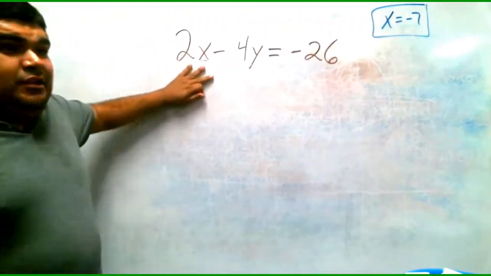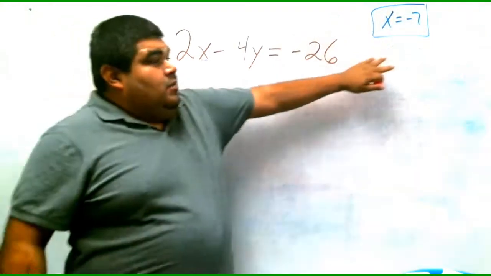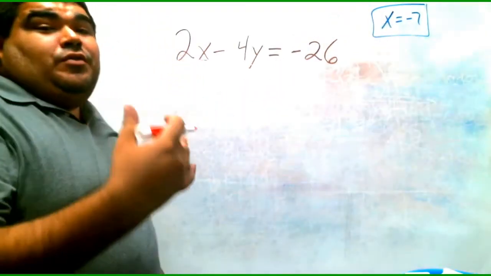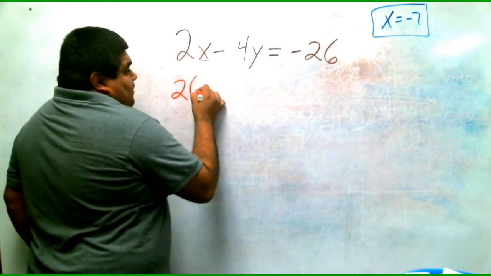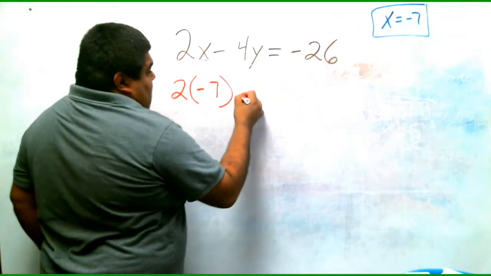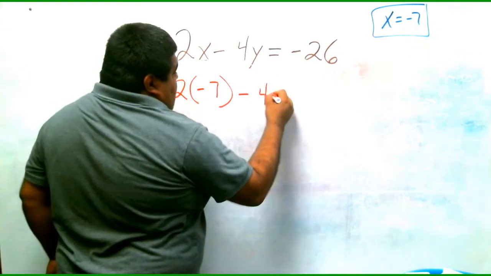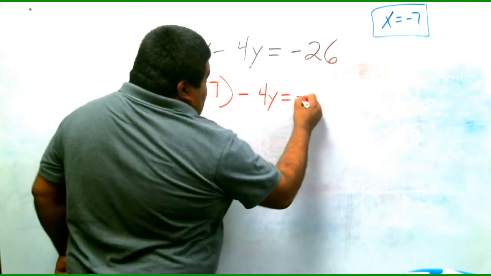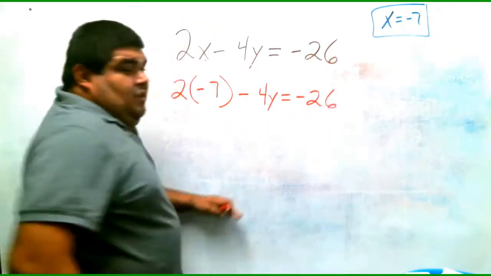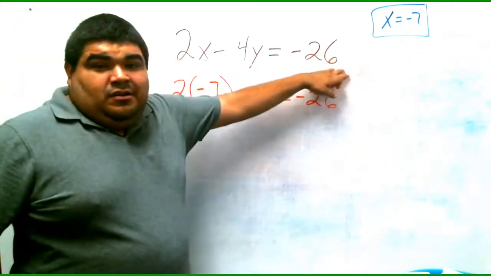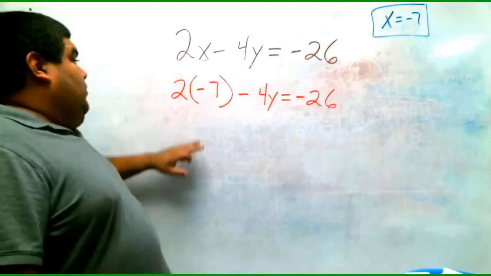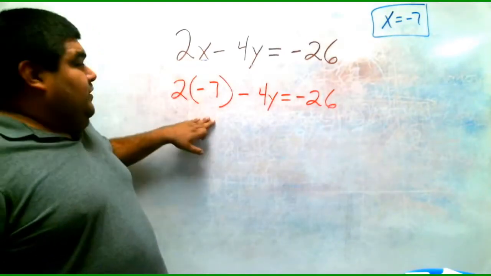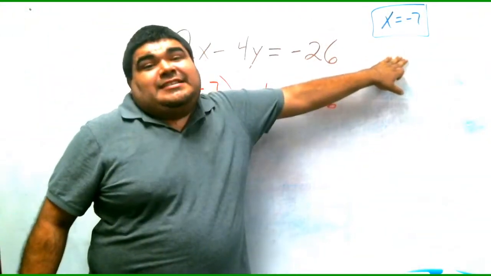So like I said, I was going to use the original problem. We're going to plug in negative 7 for x. So we have 2 parentheses negative 7 minus 4y equals negative 26. Notice that I didn't change anything over here on the other side because, remember, we still don't know what y is. We know what x is, so instead of x, we plugged in -7 because we found out that x equals -7.